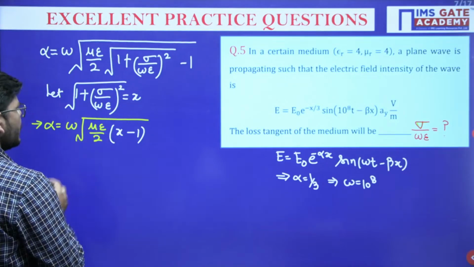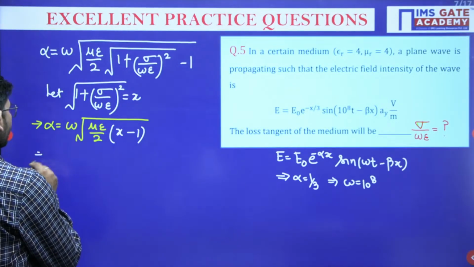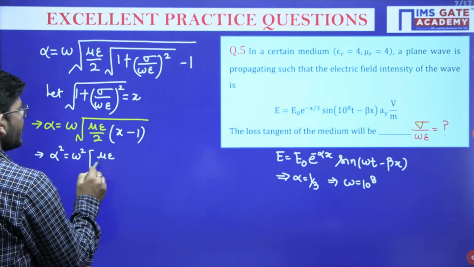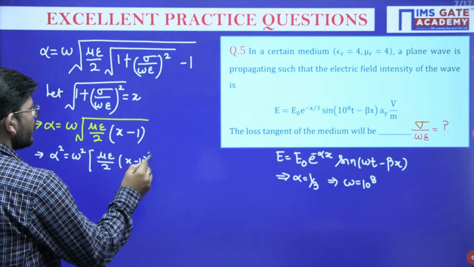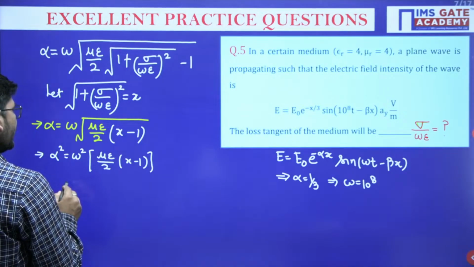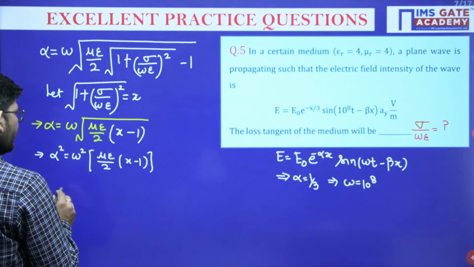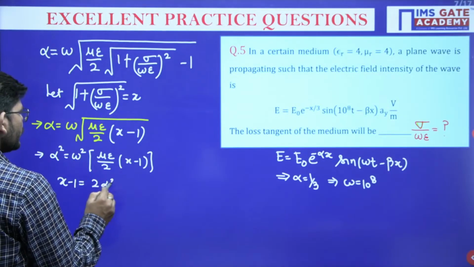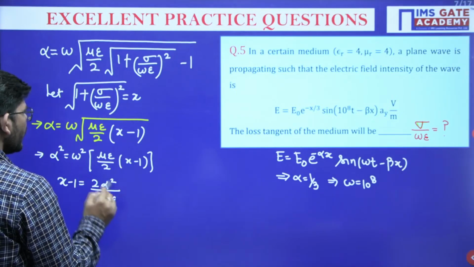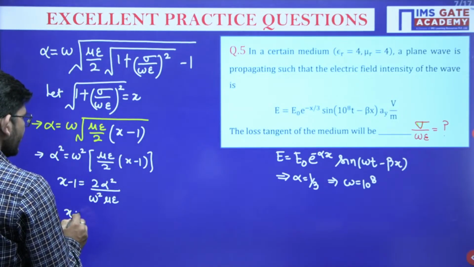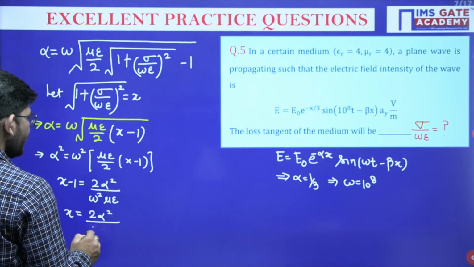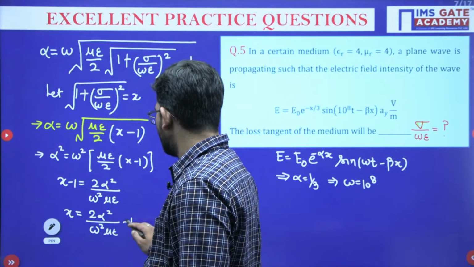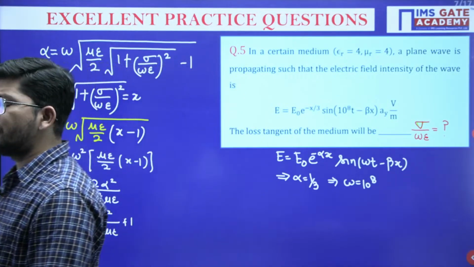Now if we want to find x, how are we going to find x? For that we need to square it, isn't it? So alpha square equals omega square mu epsilon divided by 2, times x minus 1. Now what is x? Be very careful with the solution. x minus 1 will be equal to 2 alpha square divided by omega square mu epsilon. And what will be x then? x will be 2 alpha square divided by omega square mu epsilon, plus 1. This will be the value of x.